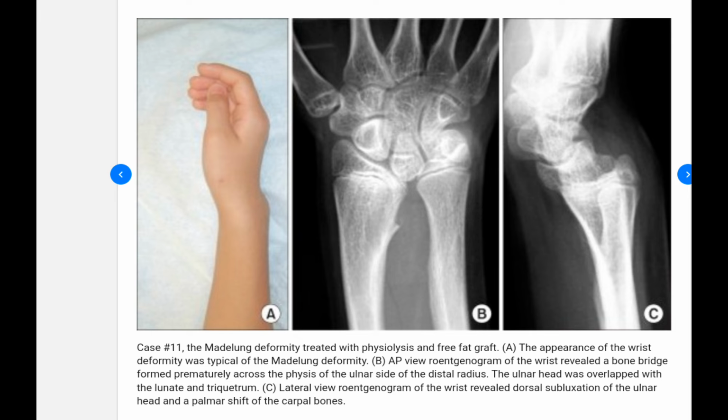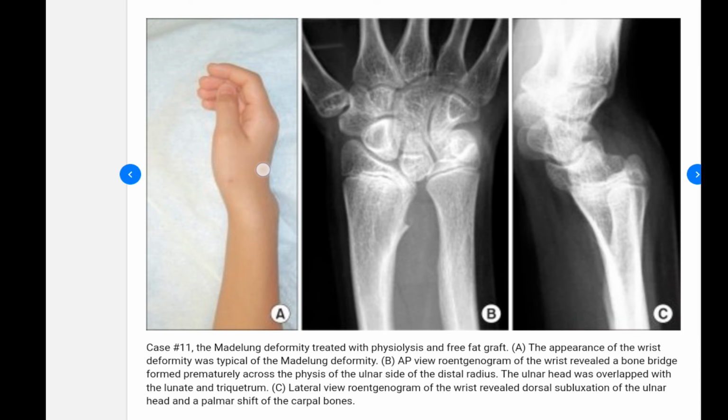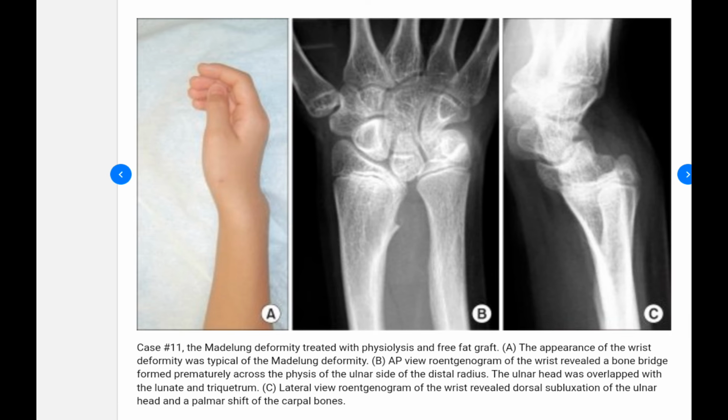The ulnar head is overlapped with the lunate and triquetrum. In the lateral view, there is dorsal subluxation of the ulnar head and palmar shift of the carpal bones. Carpal bones will have a palmar shift and the ulna will be dorsally subluxated. Ulna here is dorsally subluxated.